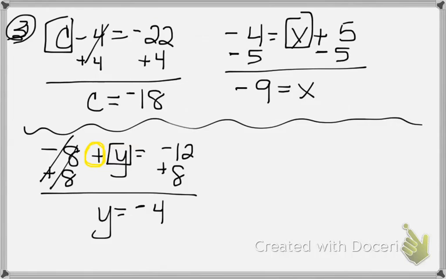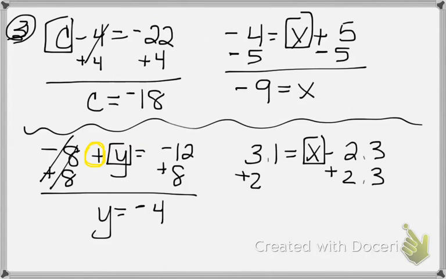How about one little decimal? And how about 3.1 equals x minus 2.3? Okay, my variable is right here. What's happening to x? Well, it's having a minus 2.3. 2.3 is being subtracted from x. Let us undo what's been done. So therefore, I will add 2.3 to both sides, and x is okay on the right-hand side, and this becomes 5.4.